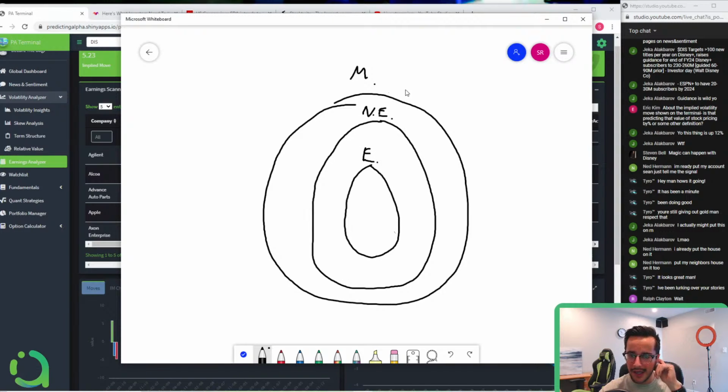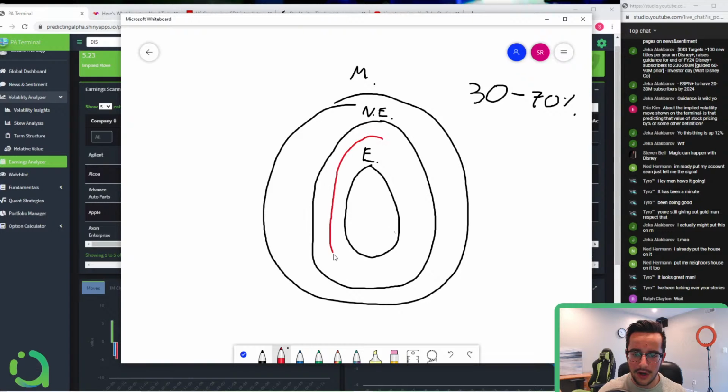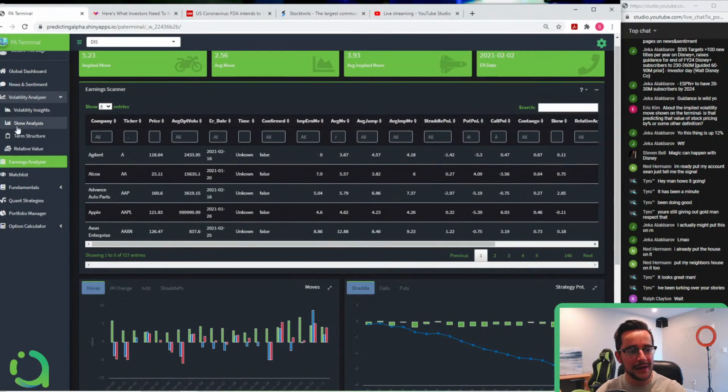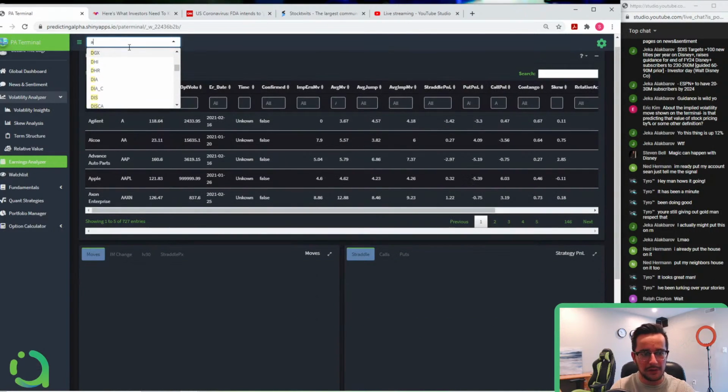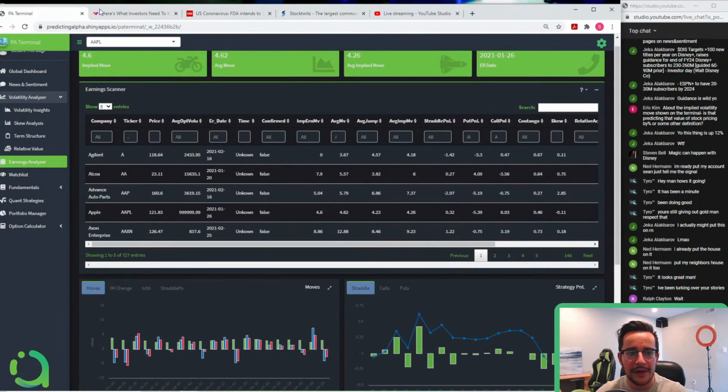A very cool thing that I found out is event volatility can drive 30 to 70% of how much a stock is going to move in a given year. When we are trading earnings, we are focused on this form of volatility. We are trying to trade the event volatility. So if I come back to the earnings analyzer tab, for example, I don't know what's coming up soon, but let's say we're looking at Apple.